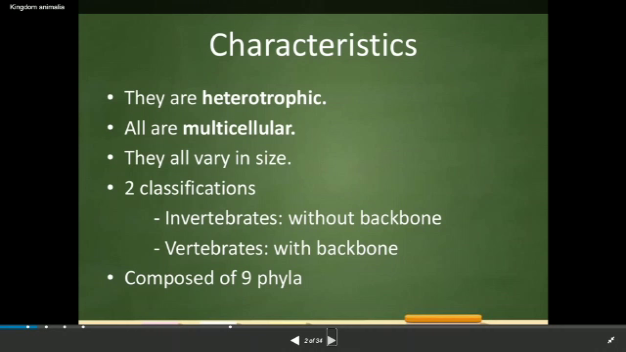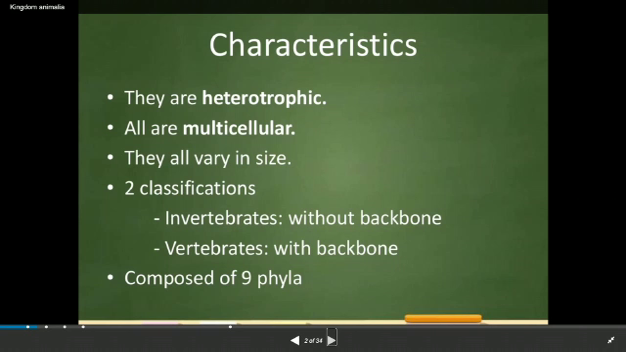So students, here you are watching some general characteristics of kingdom Animalia. As you know, they are heterotrophic because they cannot make their own food due to the lack of chlorophyll. Plus, they all are multicellular. You know that the members of the kingdom Animalia and the members of the kingdom Plantae both are true multicellular because their body is made up of more than one cell and they all vary in size.